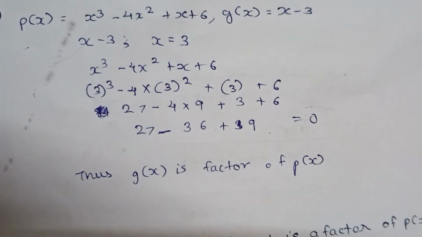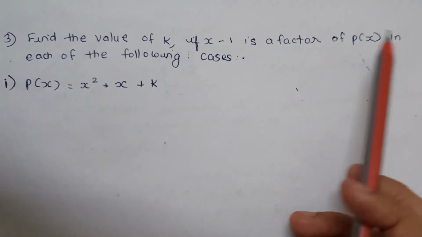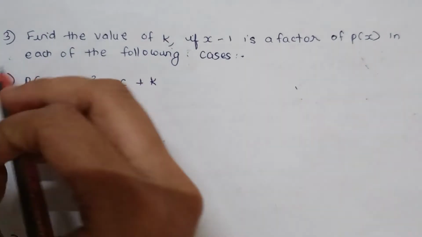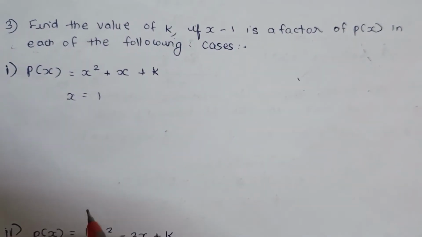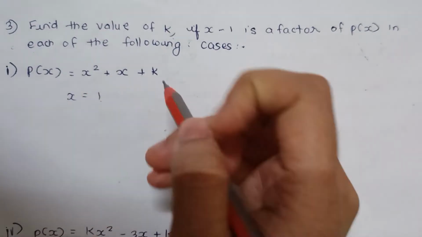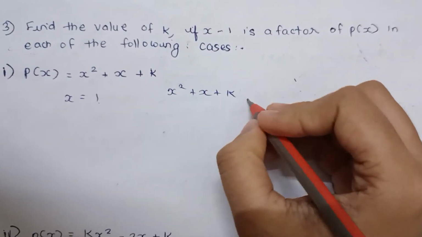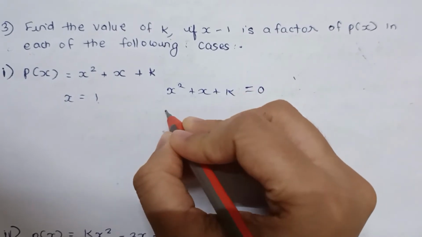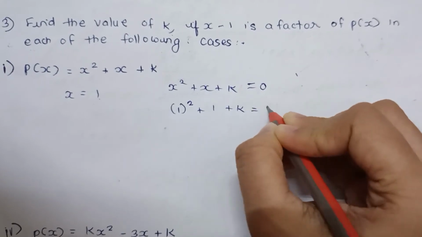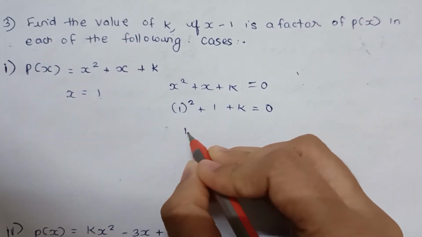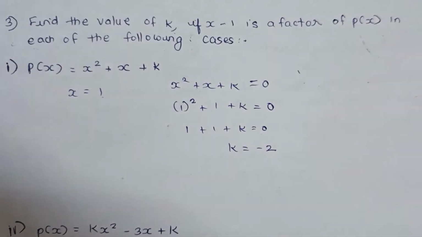Third, find the value of k if x minus 1 is a factor of px in each of the following cases. So to find the value, x is equal to 1, and we will substitute 1 in this expression. So x square plus x plus k is equal to 0. Now 1 square plus 1 plus k is equal to 0. After solving, we will get k is equal to minus 2.